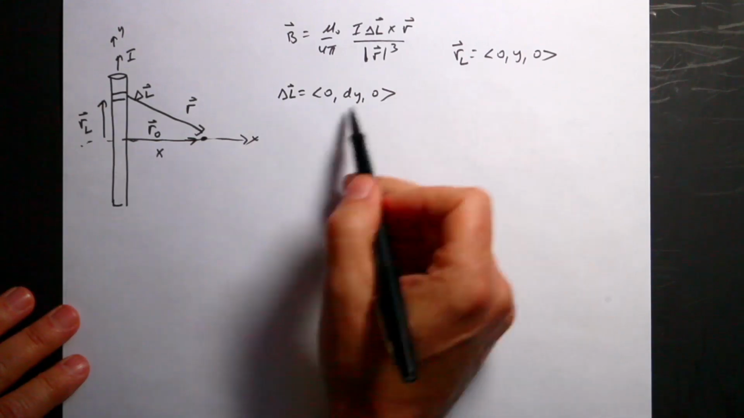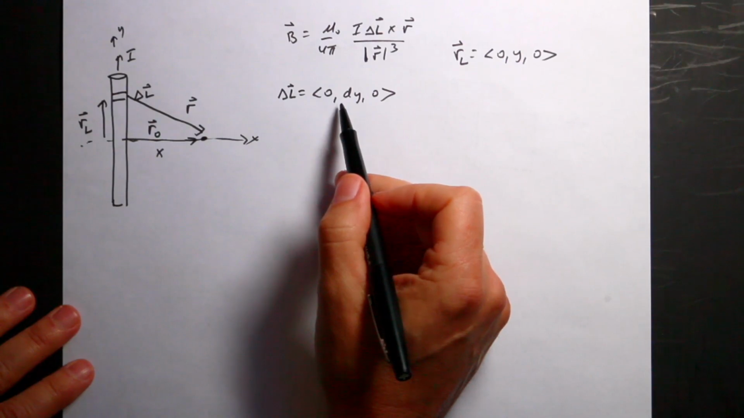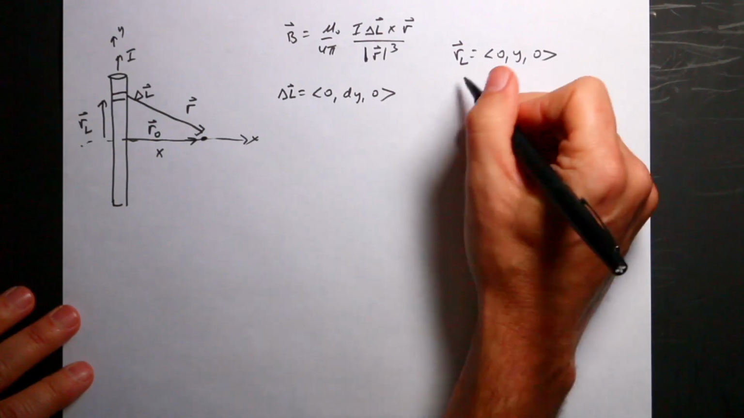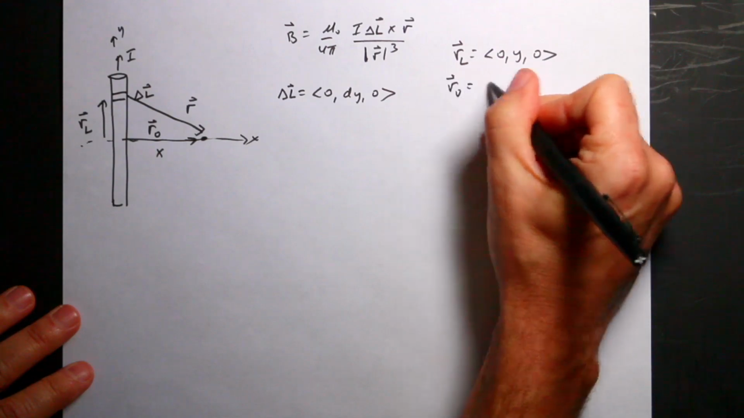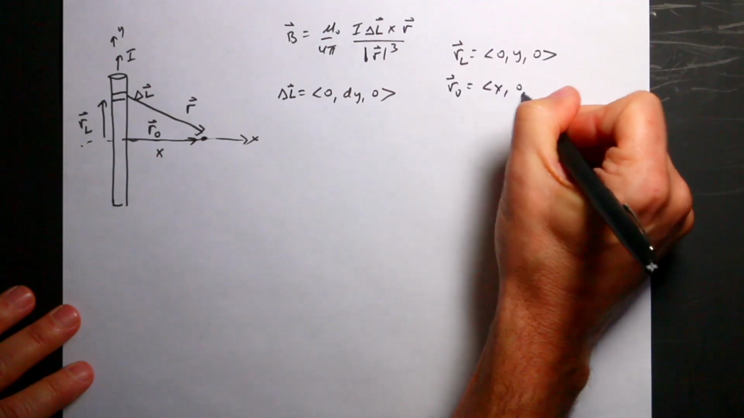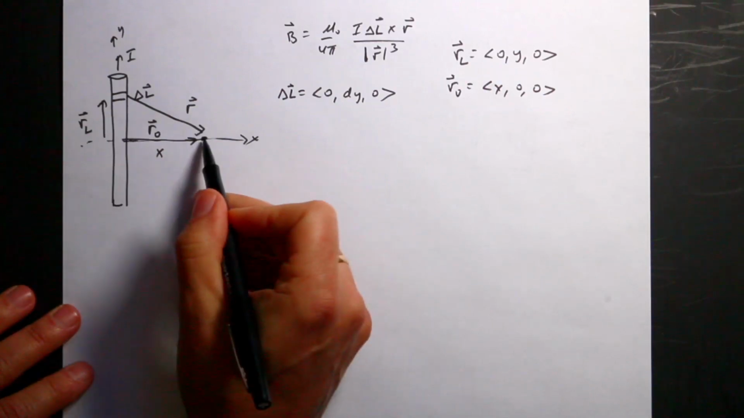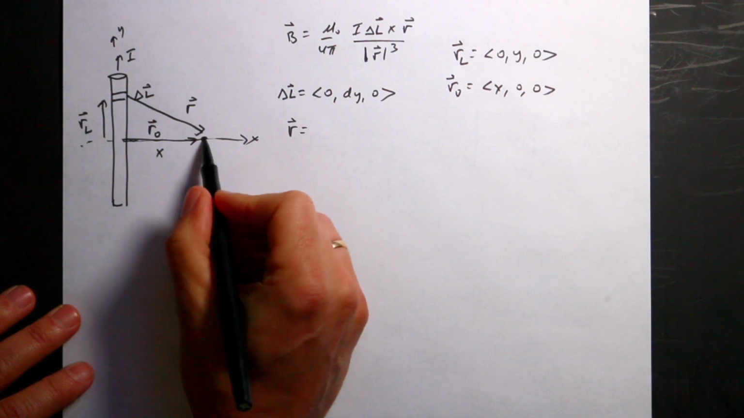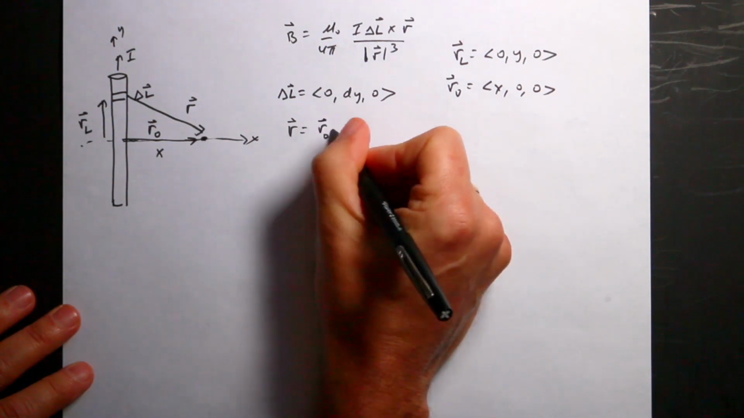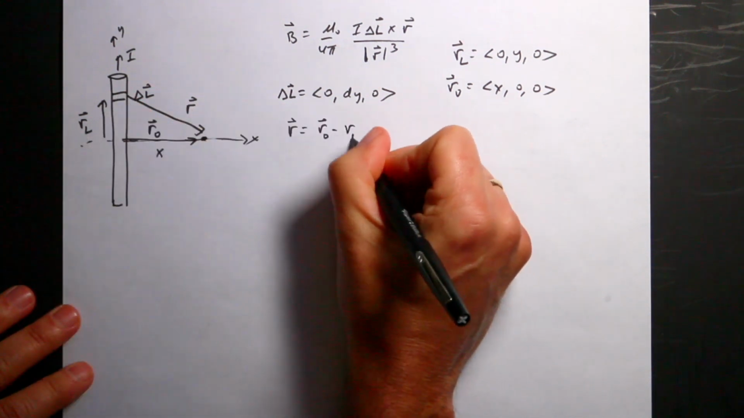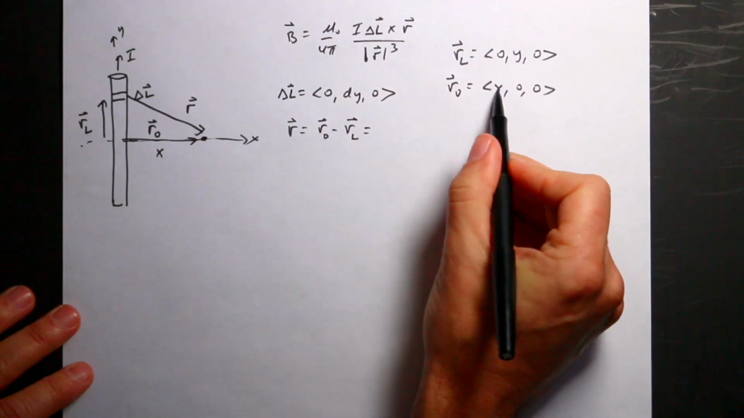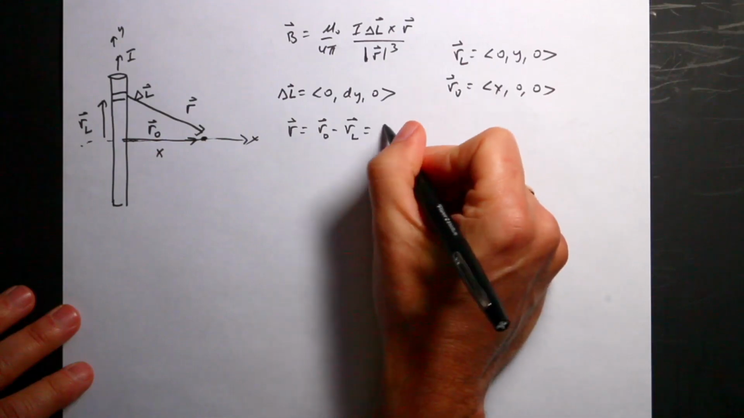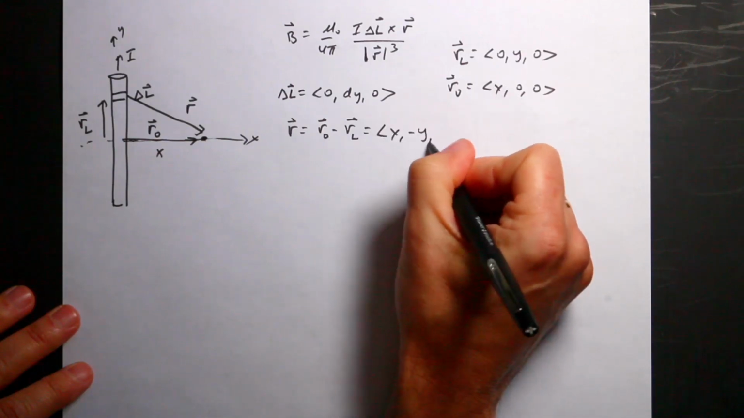Okay, and this is different than that, right? Those are different things. This is where the piece is. This is the length of the piece. They happen to be in the same direction. RO, the observation location, is going to be x, 0, 0. It's just on the x-axis, so that's pretty easy. So then the vector r is just going to be the final position, RO, minus the initial position, RL. So I just need to subtract these two vectors. So I have x, 0, 0, minus 0, y, 0, and I get x, negative y, 0.